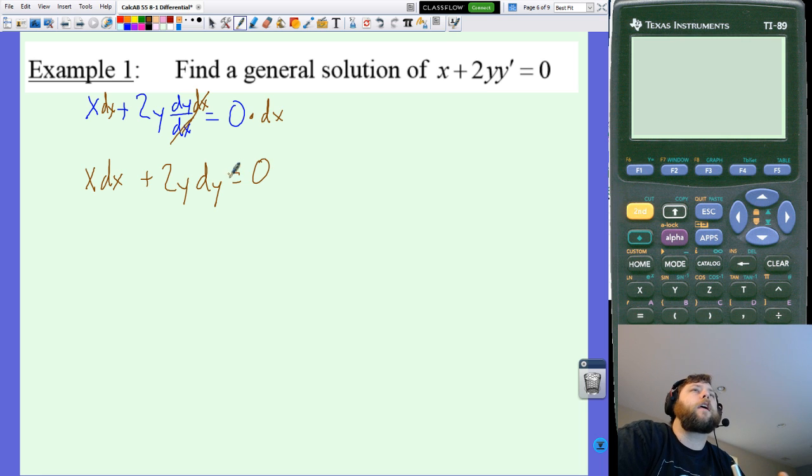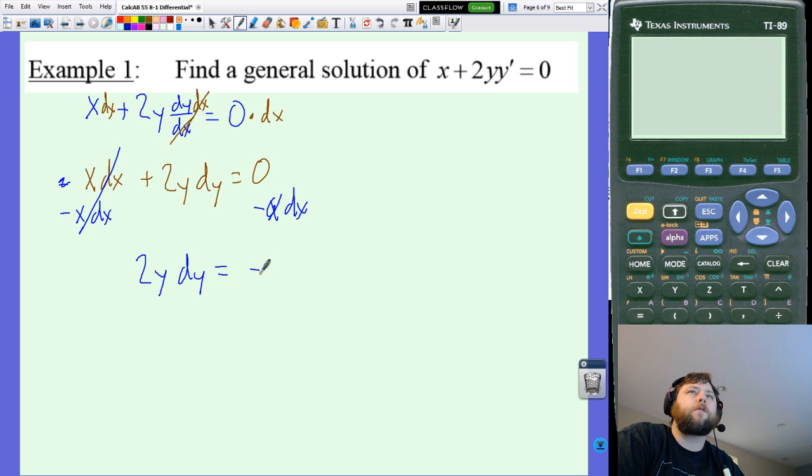I like to have the dy's on one side and the x's on the other, so I'm going to subtract x dx on both sides. The x dx cancels on the left, so 2y dy equals negative x dx. Now we have separated. So what I'm going to do now is integrate. So do the little integration sign.